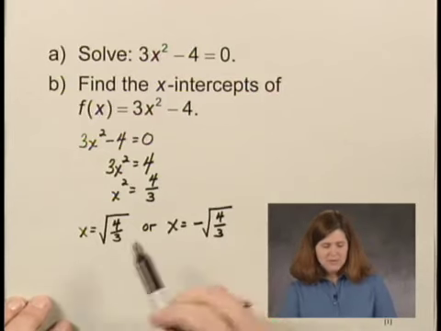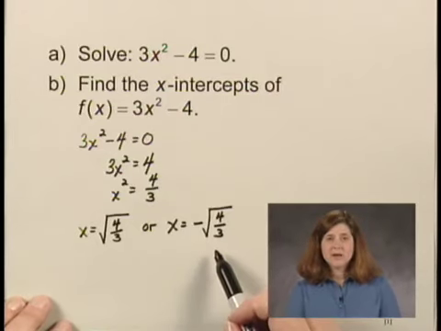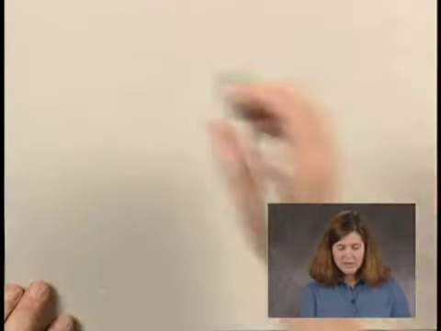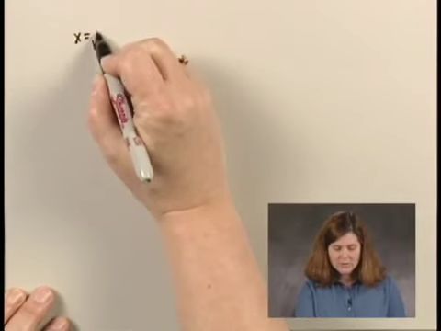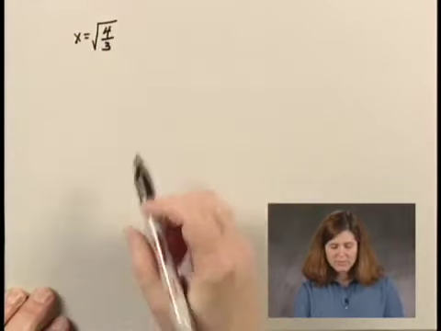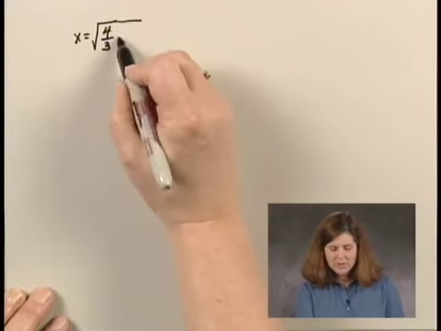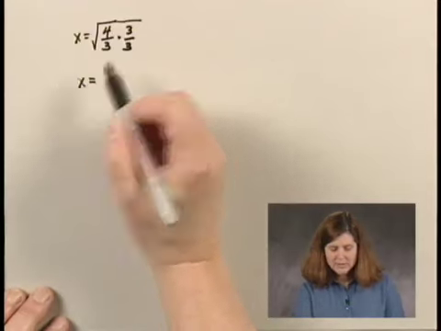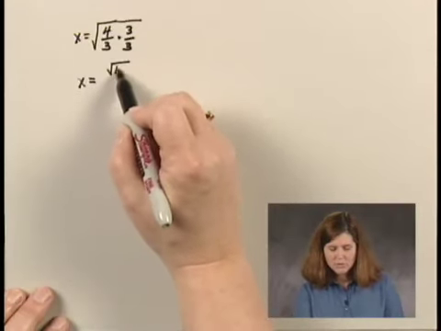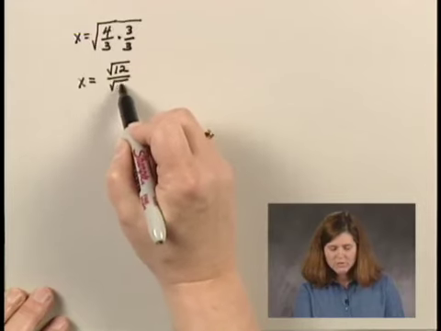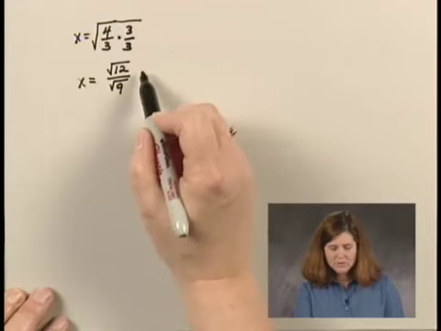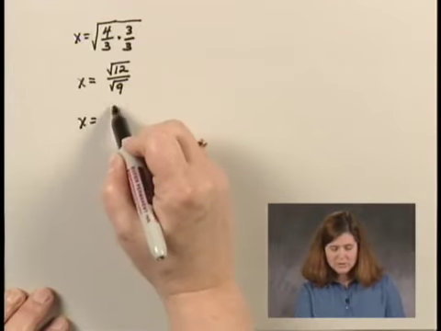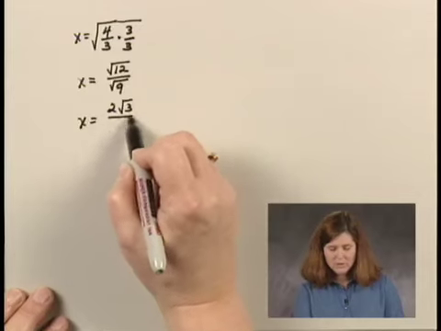Now typically we give our answers with rationalized denominators. So let's rationalize these denominators. We have x equals the square root of 4/3 as one solution. If I multiply inside the radical sign by 3/3, this gives me x equals the square root of 12 over the square root of 9. The square root of 12 is 2 times the square root of 3. The square root of 9 is 3. So I have x equals 2 times the square root of 3 over 3.